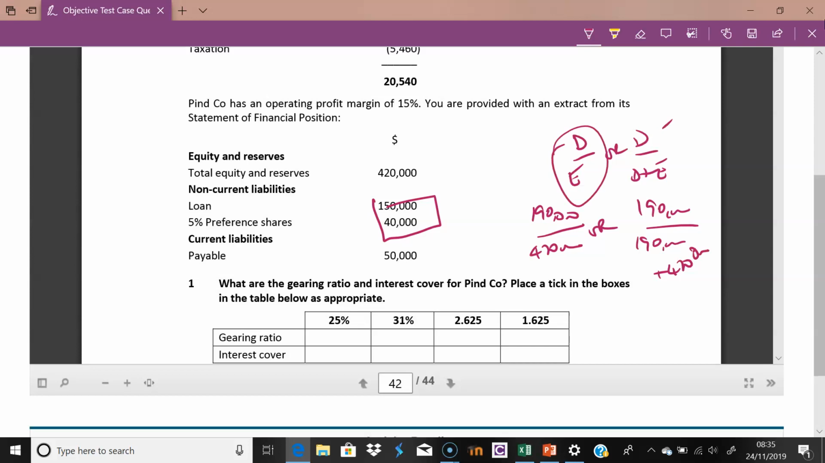So you do this 190 divided by 610,000, you will get 31%. So your interest cover is 2.656 and then 31%. The D over E will give you something much higher, and you won't see that on the answers. Okay, great. So that's question 1.